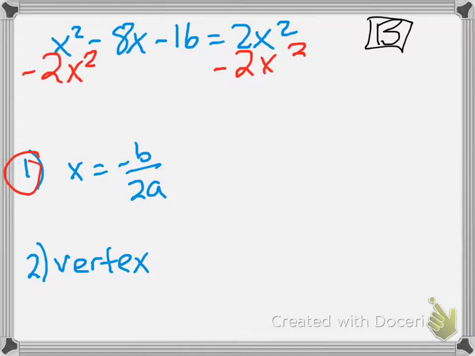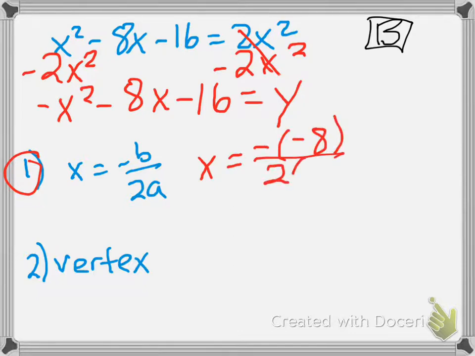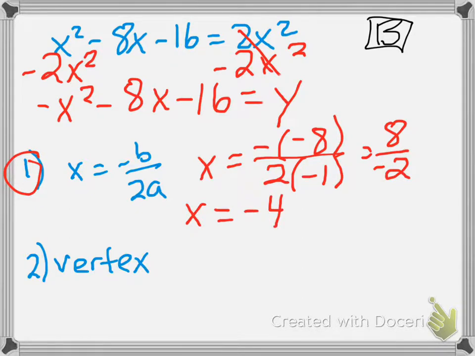X squared minus 2x squared is a negative x squared minus 8x minus 16. That equals then 0. And for the purposes of graphing, we're going to say it equals y. So x equals negative b over 2a. X equals negative 8 over 2 times a, which is a negative 1. 8 over negative 2. That means my axis of symmetry is x equals negative 4.